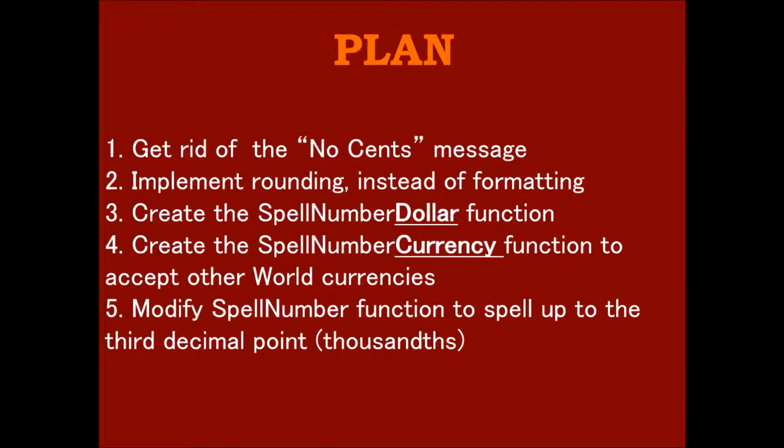Since we're spelling out amounts in dollars and cents, let's change the name of the function to reflect this fact. Let's call it the SpellNumberDollar function. While we're at it, knowing that there are approximately 180 currencies in the world, let's create a new function, call it SpellNumberCurrency, to accept those other currencies as well. And then finally, let's modify the SpellNumber function. That's the third function that we will use, the function that spells out a number. And let's change its precision to the third decimal point.